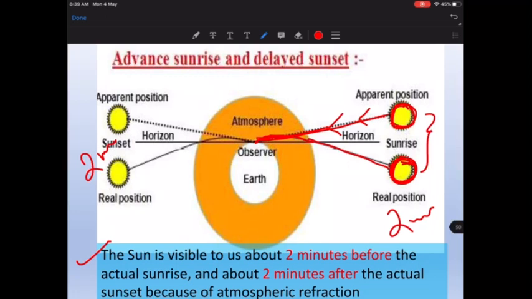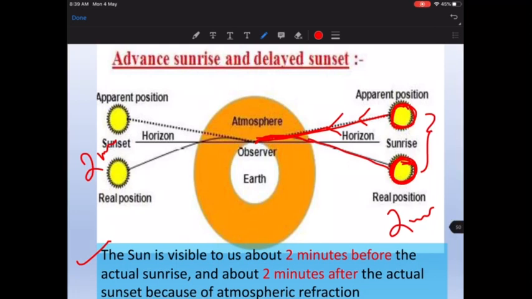And it is because of what? It is because of the atmospheric refraction. Correct? So 4 minutes is the delay. 2 minutes during the sunrise and 2 minutes during the sunset is the total delay. And this delay is because of atmospheric refraction. Okay? So these points have to be there when you start to explain why advanced sunrise and delayed sunset.